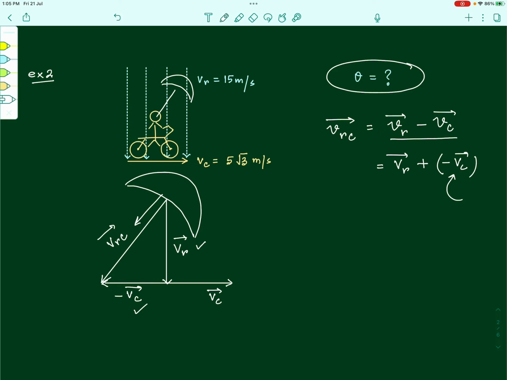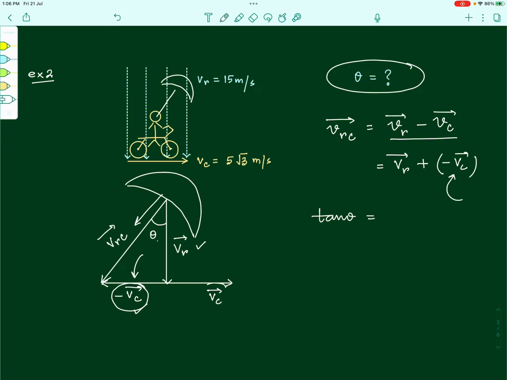So, we are supposed to find this particular angle, the angle theta, that he should hold the umbrella at, making an angle with the vertical, right? Theta is that angle. How do we find theta? We can take the help of this diagram here. Can we say from this diagram that tan theta will be the opposite for this angle theta? This length is the opposite. This length is the magnitude of the negative of the velocity of the cyclist.